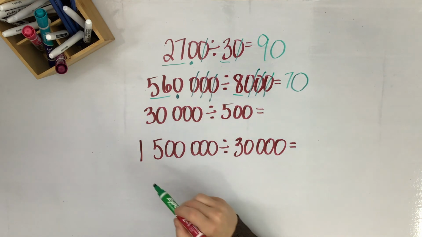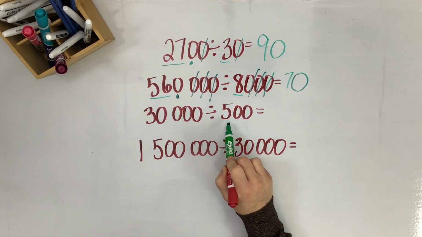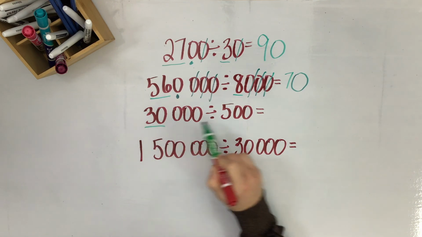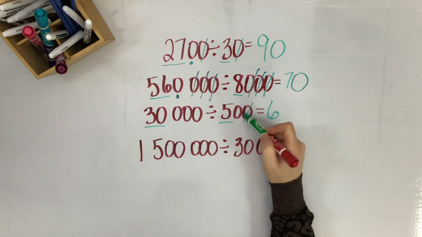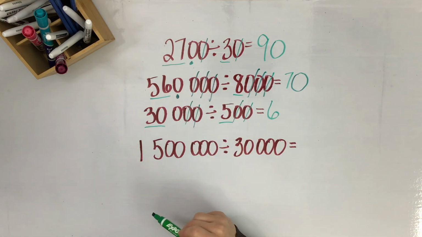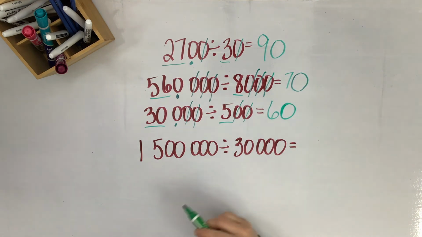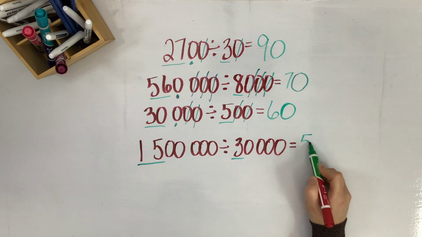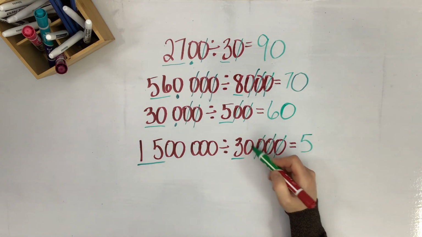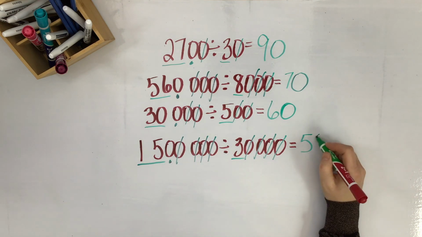70 is my answer. Here, 3 divided by 5, that won't work out to a whole number, so I'm going to take 30 and divide that by 5, which will give me 6. I can eliminate 2 zeros from each side, gives me 1 extra 0, 60. 15 divided by 3 is 5. 1, 2, 3, 4, 1, 2, 3, 4, and 1 extra 0, 50.